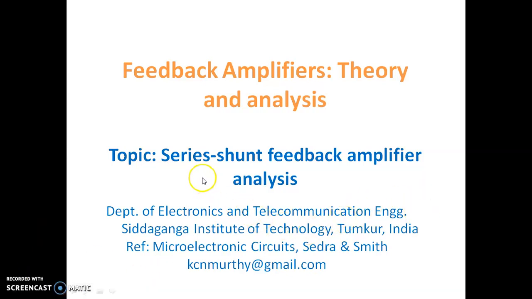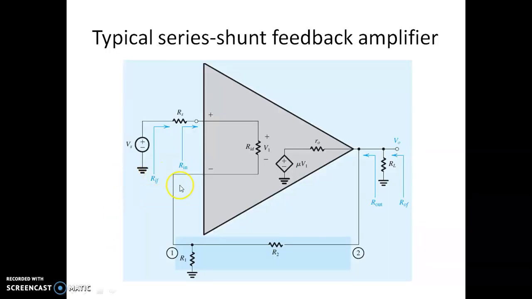So in this video we will see series-shunt feedback amplifier analysis. Of course, this is the op-amp based circuit, where we have a non-inverting amplifier, with the feedback given using the R1, R2 network. RL is the load resistance. This is the source having a source resistance of RS.